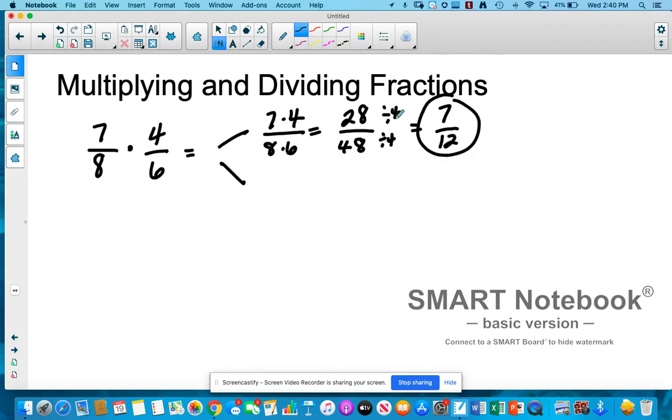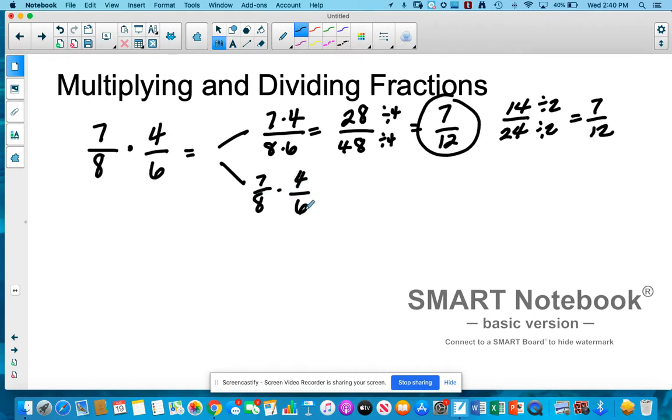Okay. And if you didn't see 4 goes into both of them and you divided it by 2 and you ended up with 14 over 24, then you would realize, hey, 2 goes into both of those and I end up with 7/12, which is the same answer. It just took one more step to get there. Okay. Now let's look at another way we can solve it.